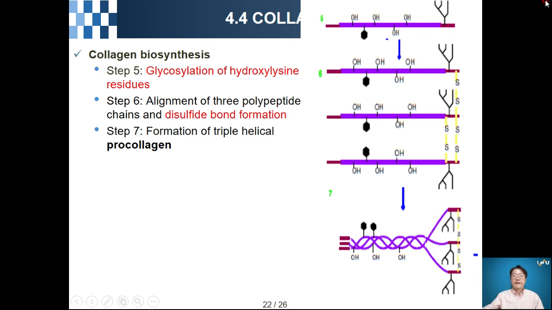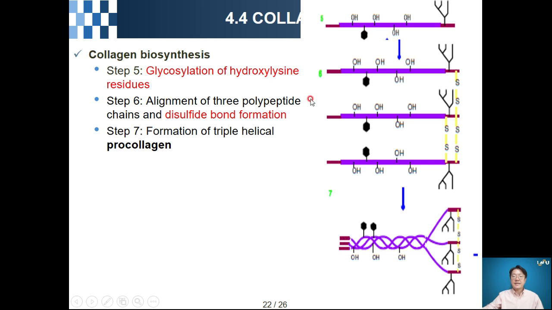After that, step 5 concerns the hydroxylated regions, especially the hydroxylysine. There are two hydroxylated sites, hydroxyproline and hydroxylysine. Especially on the hydroxylysine, glycosylation happens, so glucose can be added to the hydroxylysine residue. This is a post-translational modification. Step 5 is glycosylation of hydroxylysine residues.